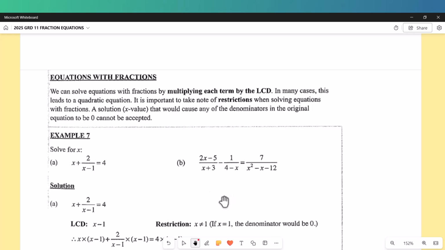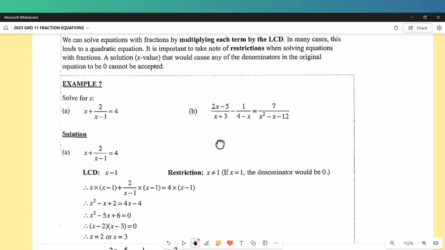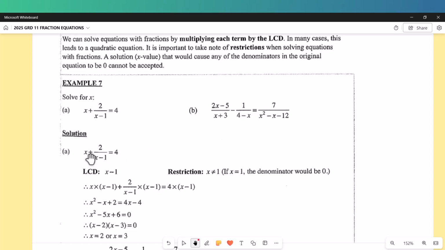So now when you're solving equations with fractions, what do we do? This is what we do. First, we find the LCD. Here we're saying solve x plus 2 over x minus 1 equals 4. Fortunately here, the LCD is x minus 1, because this x is x over 1, okay? And this 4 is 4 over 1. So the LCD of 1 and x minus 1 is just x minus 1.